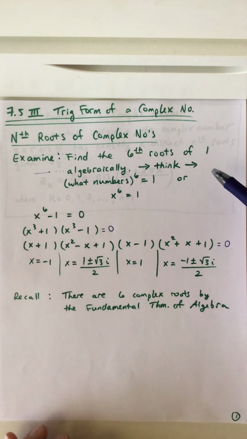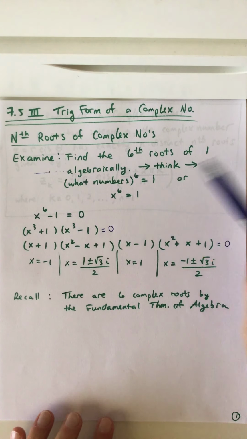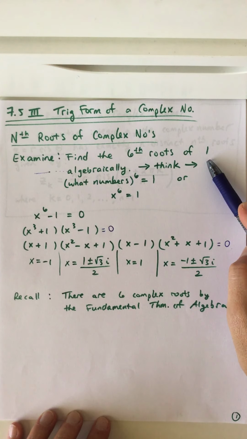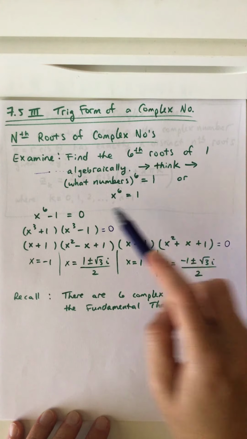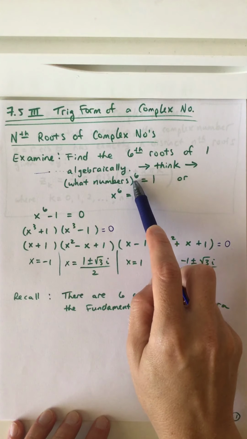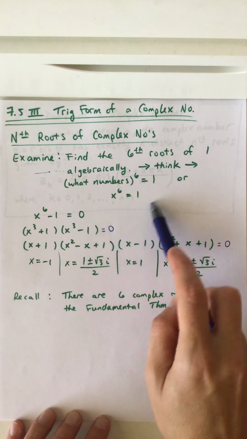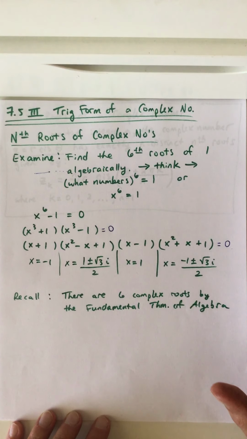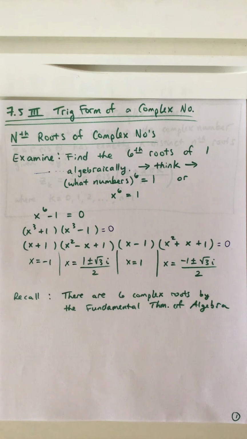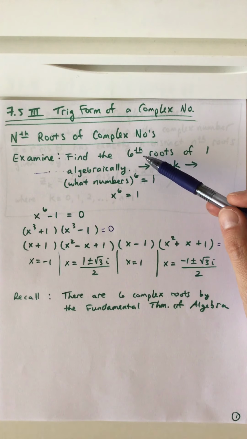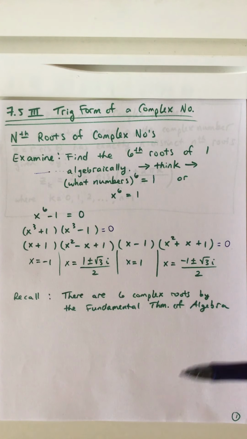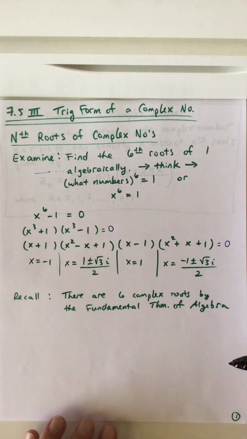Let's start with an algebraic example. We want to find the sixth roots of the number 1. One way to think about this is: what numbers raised to the sixth power equal 1, or x to the sixth equals 1. So this is an equation we want to solve. It's easy to think about the two solutions, positive 1 and negative 1. But remember, the fundamental theorem of algebra says if we're taking sixth roots, we should get 6 answers. We should get 6 complex roots.